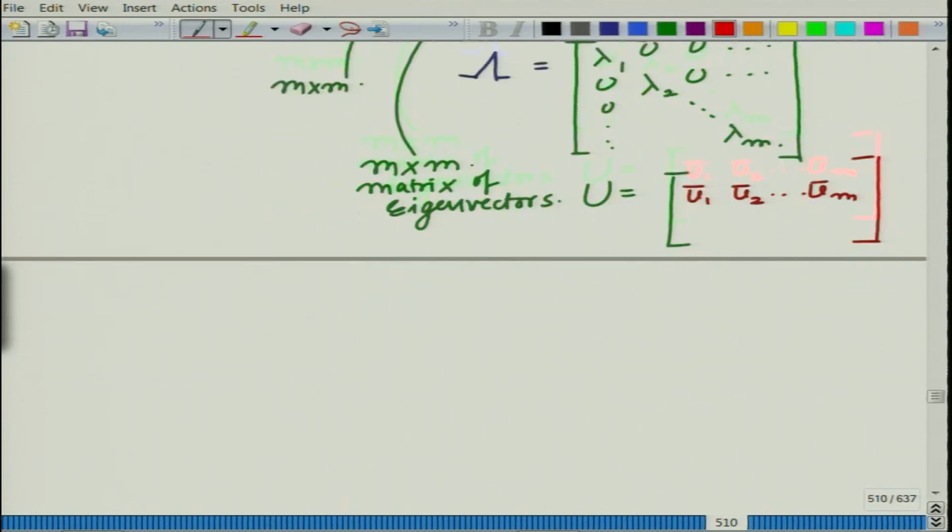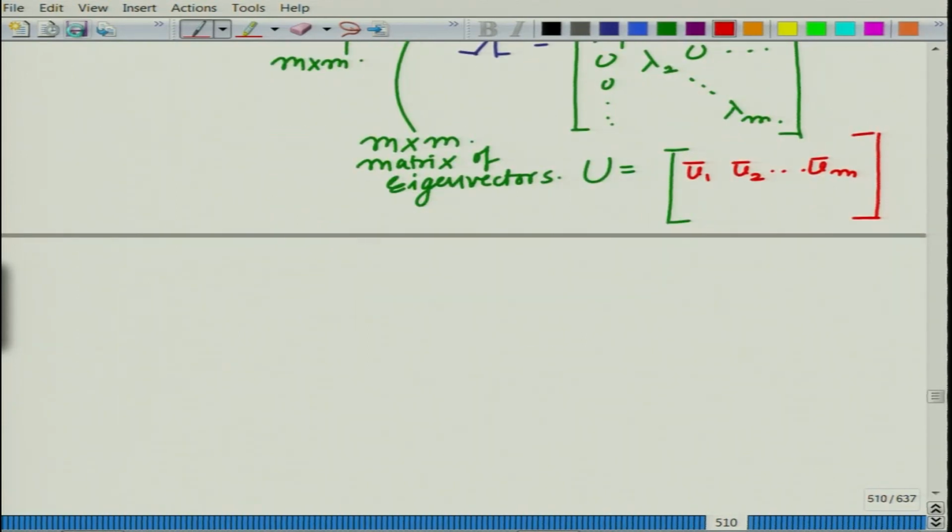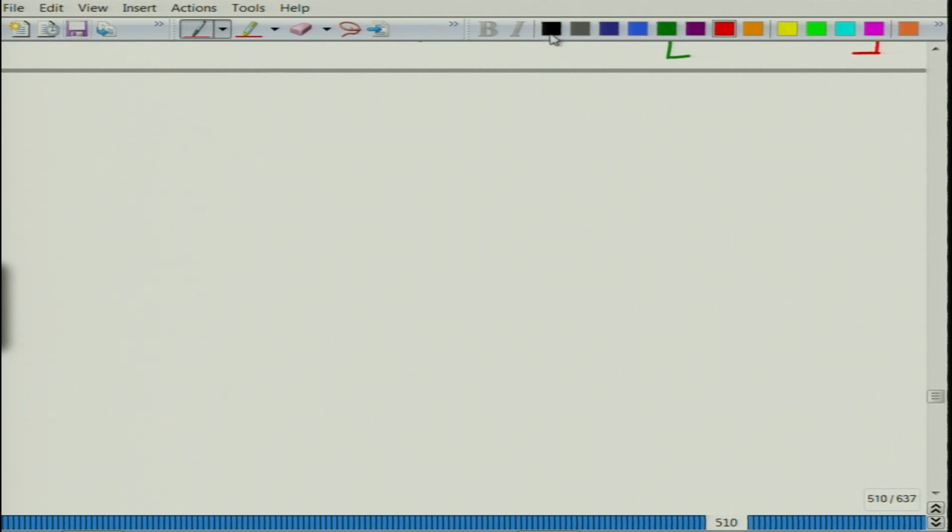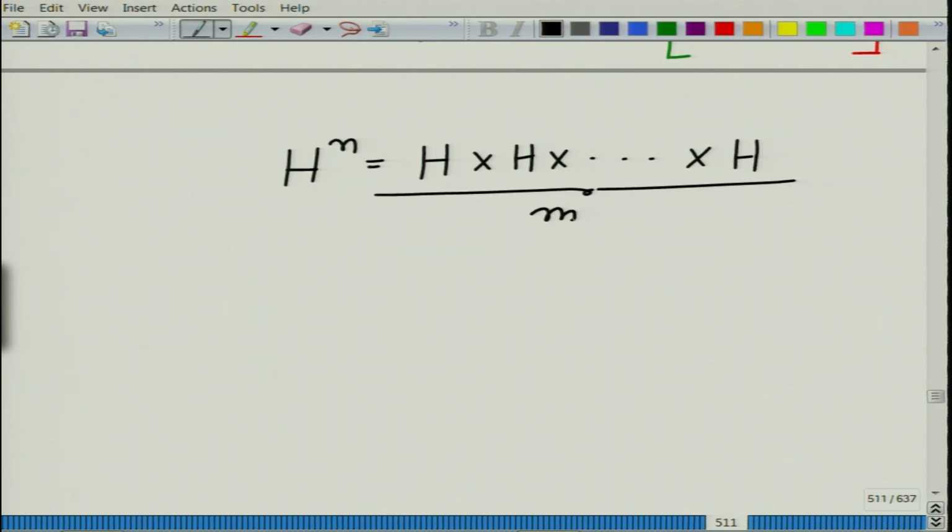Now, observe an interesting problem. Let us see what is going to happen to H raised to the power of n. Because H is a square matrix, I can always compute H raised to the power of n, that is multiply H with itself n times. This simply means that the matrix H is multiplied with itself n times.